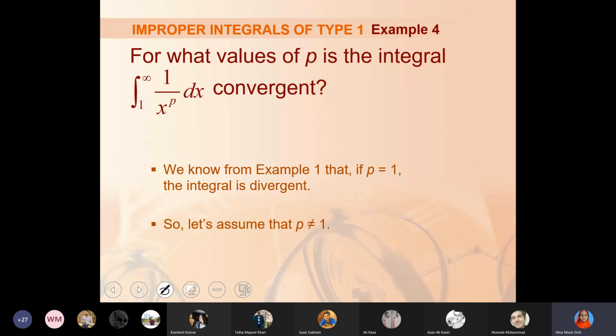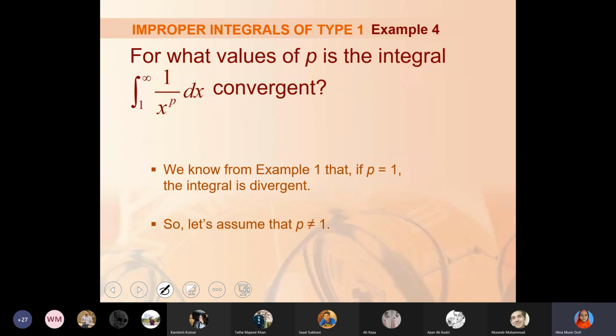We have evaluated this integral for two cases, when p is equal to 1 and p is equal to 2. For p equal to 1, this integral was divergent. And for p equal to 2, this integral is convergent, right? So now we have to determine all those values of p, whether a fraction, a rational number, or a real number, such that this integral is convergent, right?